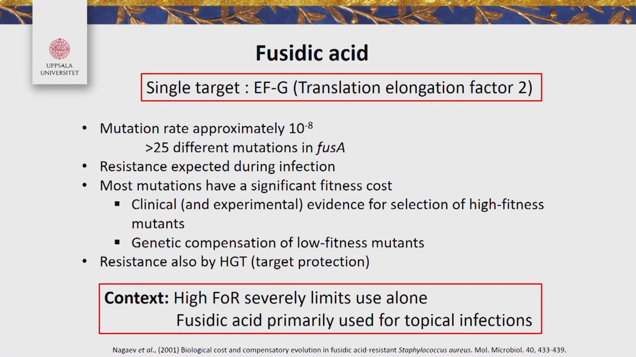And the high frequency of resistance of fusidic acid limits its use alone for now, and maybe that's wrong, but it can be used for topical infections where the concentrations that you can achieve make the resistance almost irrelevant. You can just overwhelm the resistance, even high level resistance. So at least that's one example with fusidic acid of where this high frequency of resistance, high fitness can actually be overcome because of the specific context in which you're treating.